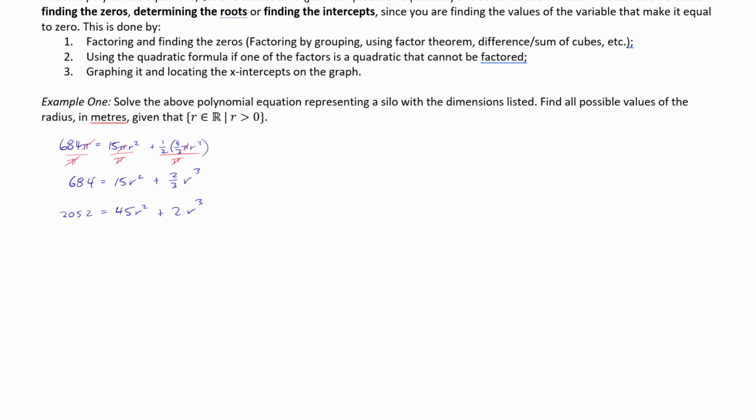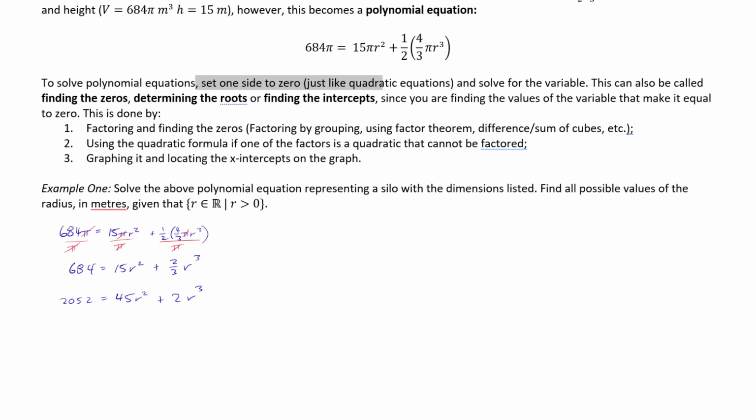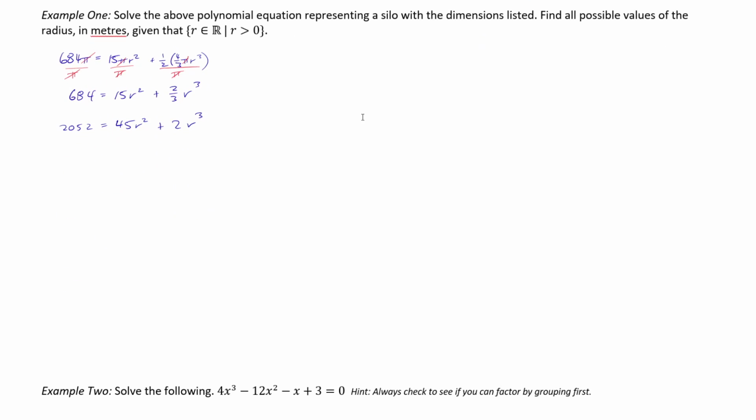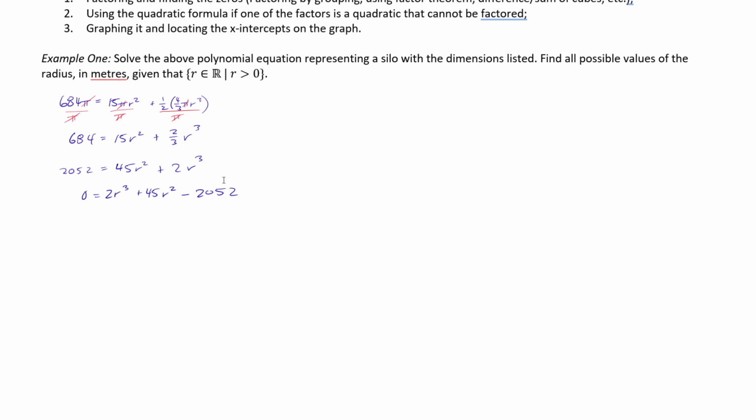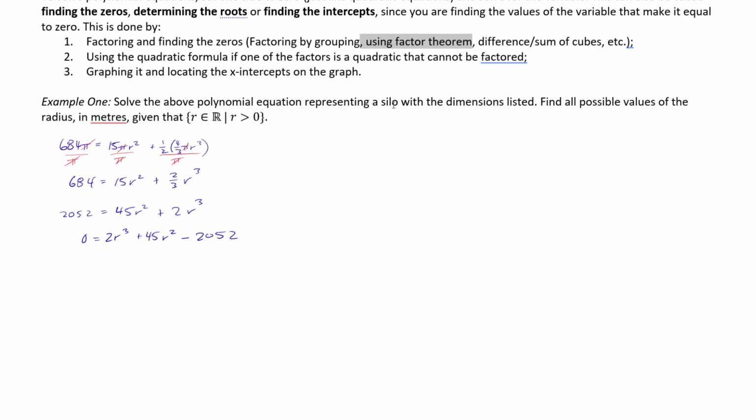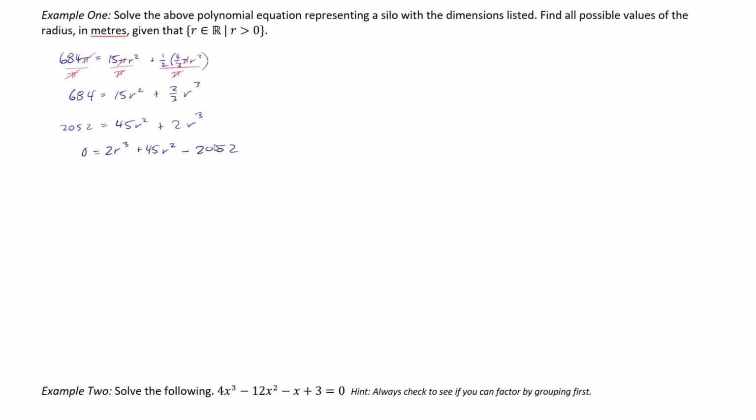Just like we said, let's scroll back up here, we set one side equal to zero and solve for the variable. So we're going to take this side, set it equal to zero, and then we have 2r cubed plus 45r squared minus 2052. So effectively we have a cubic. And I can't think of anything to factor by grouping, or factoring by decomposition, can't really think of anything here. So what I'm going to do is use the factor theorem, which I'm highlighting up here, to determine if this is factorable.